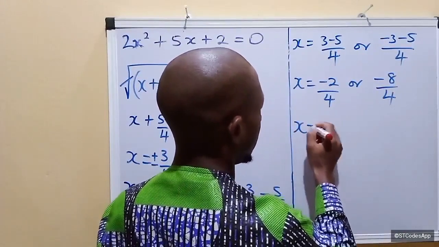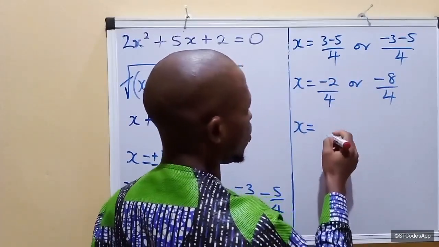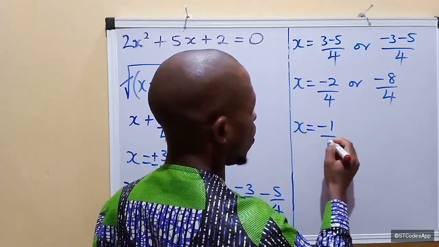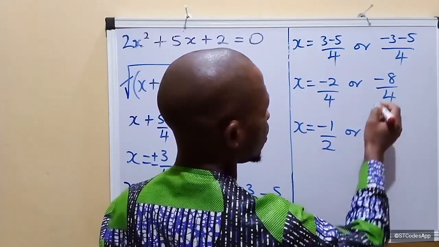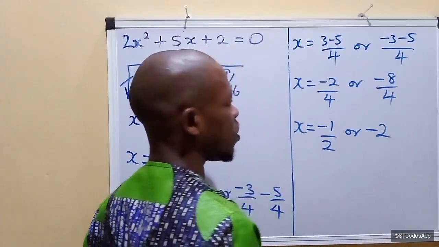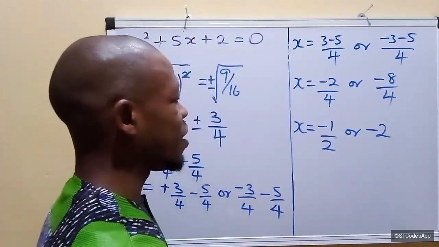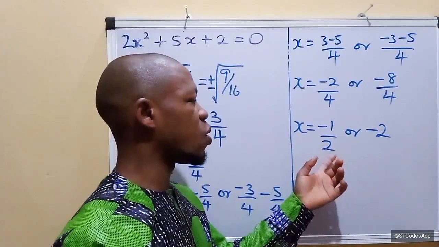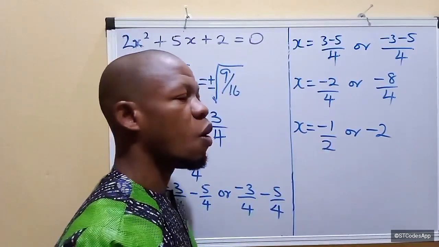And here, if you bring this down to the lowest term, we're going to have minus 1 all over 2. And in this case, we're going to have minus 2 because 8 all over 4 is 2. So at the end of the day, we have arrived at x is equal to minus 1 over 2 or minus 2.